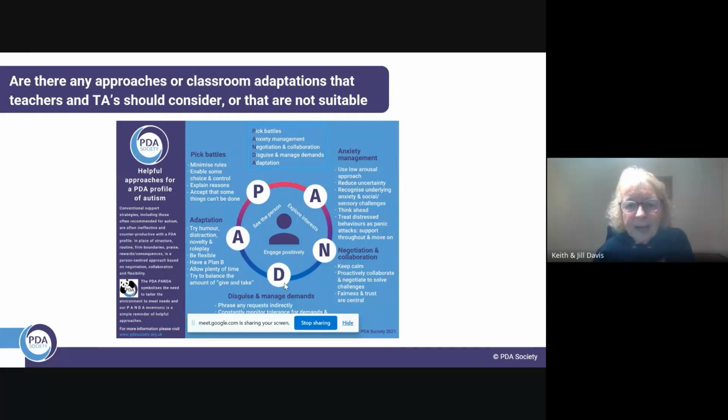And thinking about the A in anxiety management, prioritizing demands about the rules we choose to enforce can feel to us quite uncomfortable. We're used to having rules and procedures in place. We're used to sticking to them. But is the classroom really running smoothly if the needs of the PDA child are not being met?